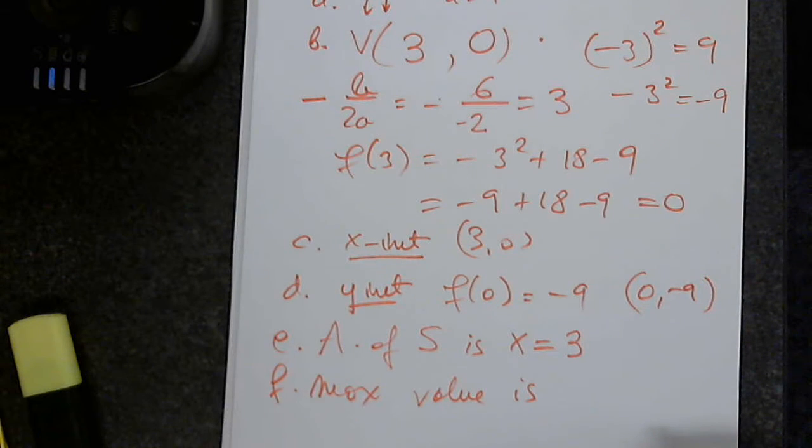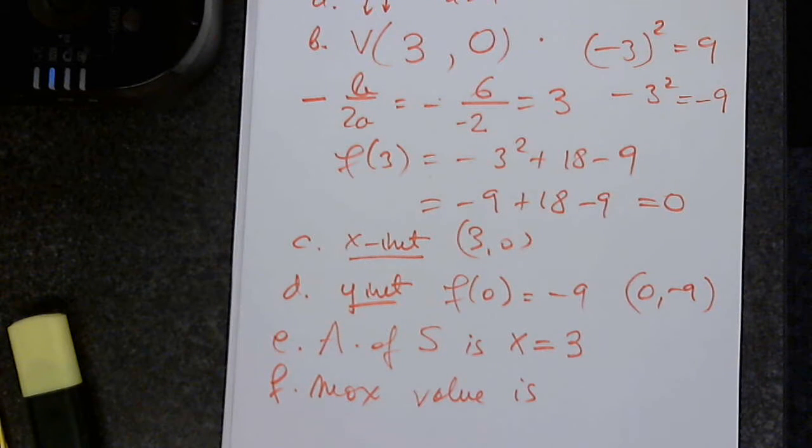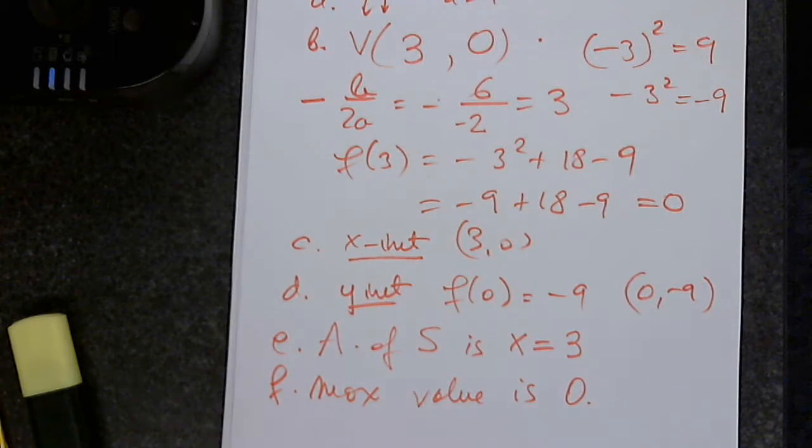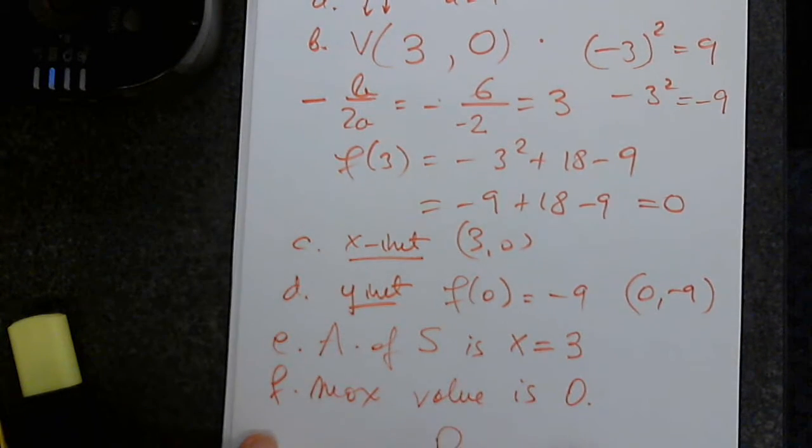Maximum value is? Can you picture the graph now? It opens downward, it has a maximum, and it turns at this point and goes back down. What is the maximum? 0. Exactly. Indeed. Now, without even graphing it, can you give me the range of this function?